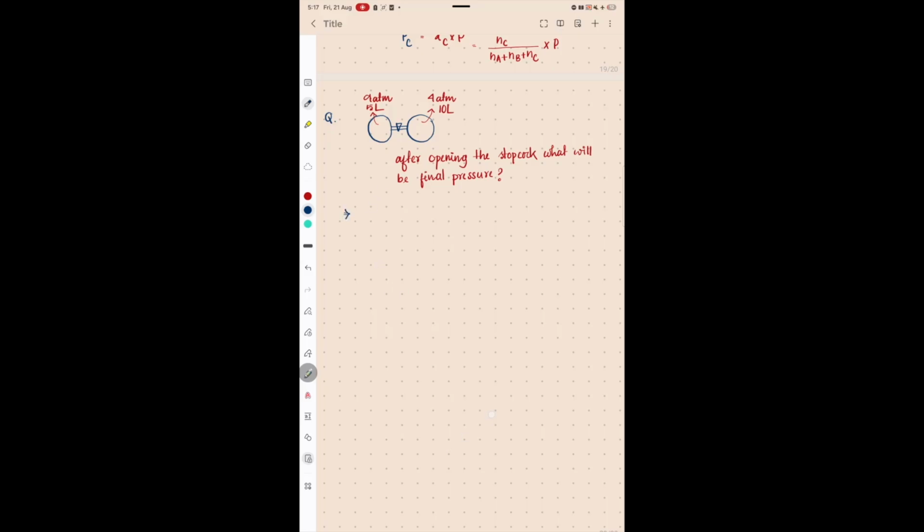See here, the volume is not constant. Constant means here V final is different from their initial volumes. So here V final is how much? 5 liter plus 10 liter, right? 5 liter plus 10 liter, that is 15 liters, okay?